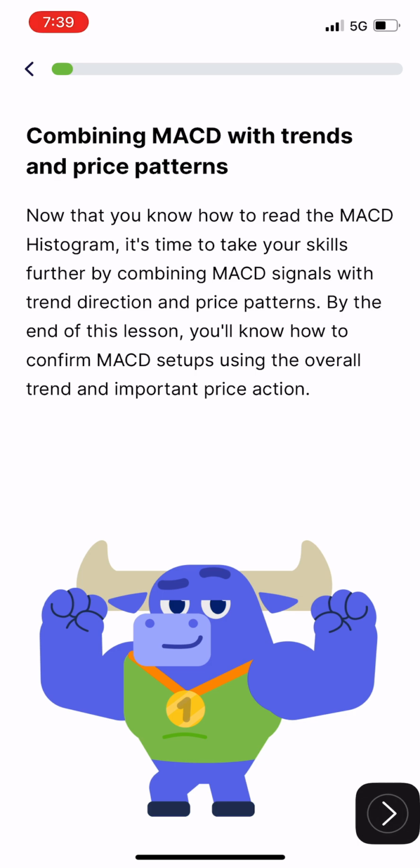Combining MACD with trends and price patterns. Now that you know how to read the MACD histogram, it's time to take your skills further by combining MACD signals with trend direction and price patterns. By the end of this lesson, you'll know how to confirm MACD setups using the overall trend and important price action.